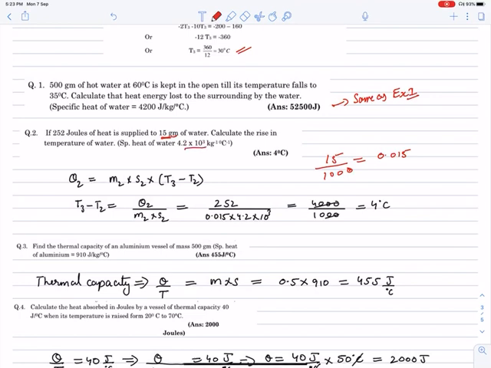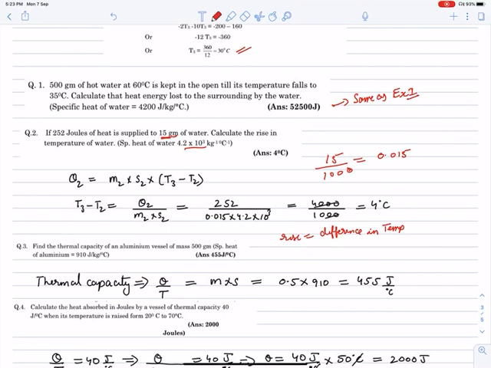Actually, it is the rise in temperature, not just the temperature. So it must be the difference between the temperatures. Rise means difference in temperature.